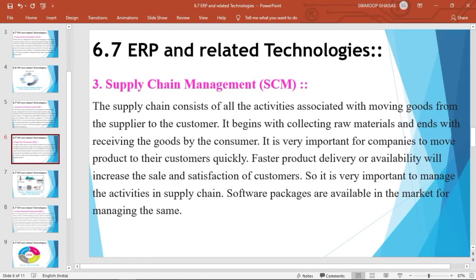So it is very important to manage the activities in supply chain management. Software packages are available in the market for managing the same, that is, to track order delivery, to collect the material, to produce the product, and then to deliver the product to customers. So this process can be analyzed with software packages available in the market for managing the supply chain. This is very important to achieve customer satisfaction and to increase sales.